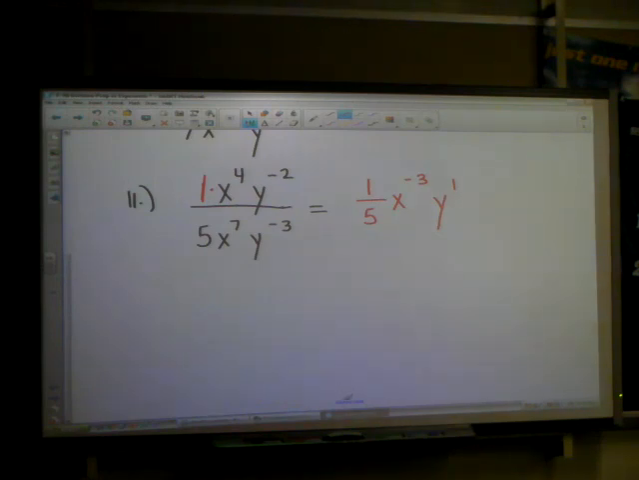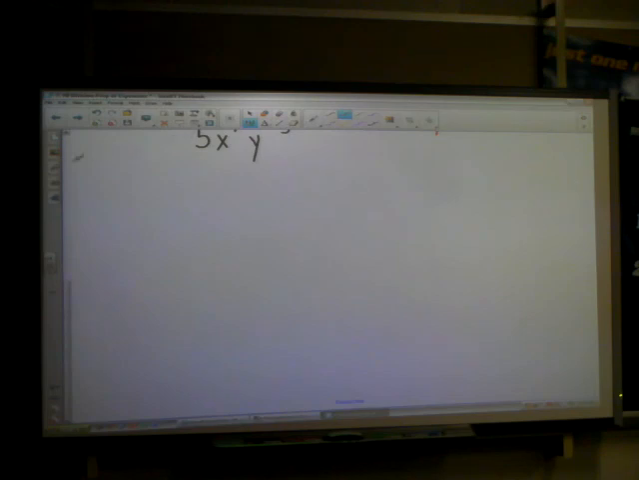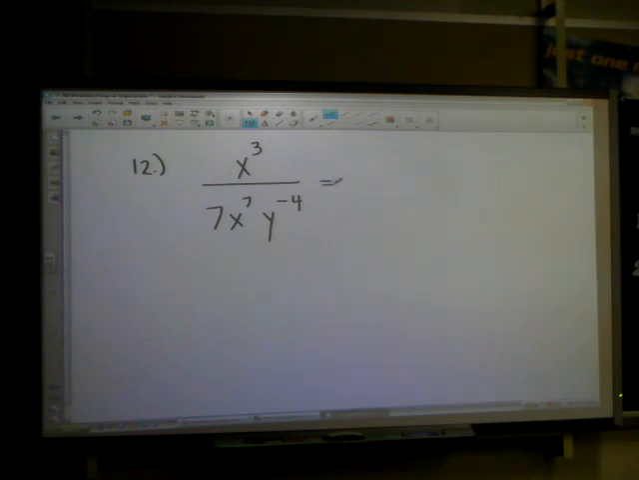All right, last one. This is going to give a little bit of everything, so let's see how everybody does. All right, let's do x to the 3rd over 7x to the 7th, y to the negative 4th. Lots of gaps to fill in there, so be careful as you do that.